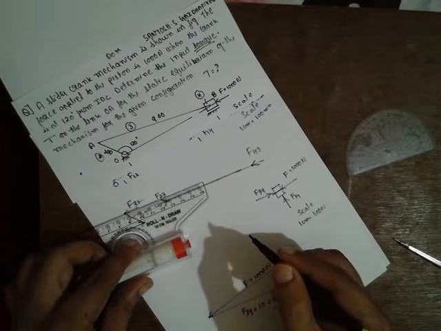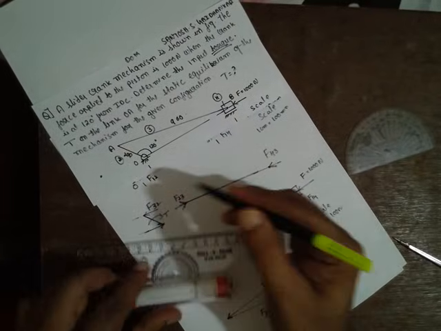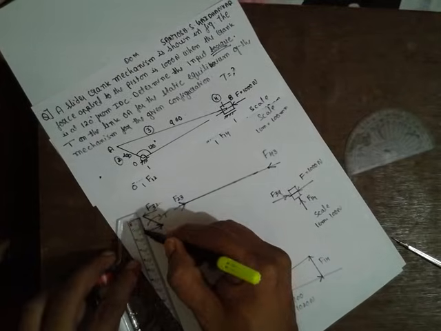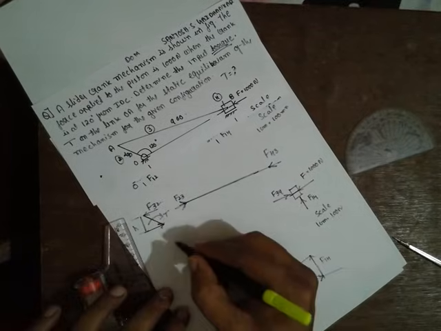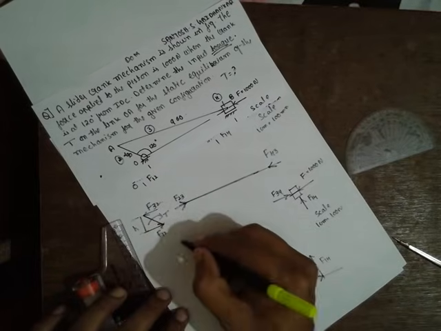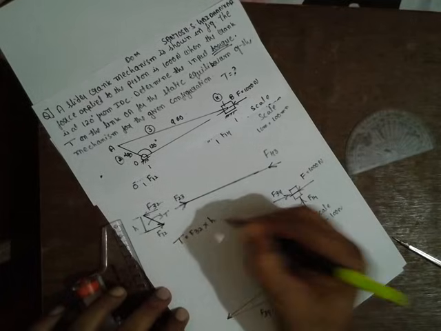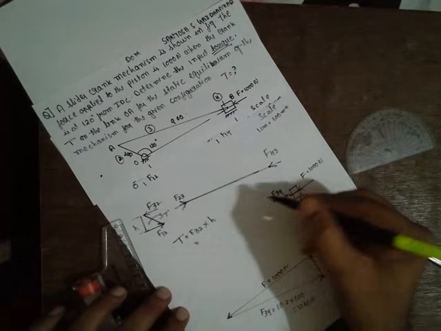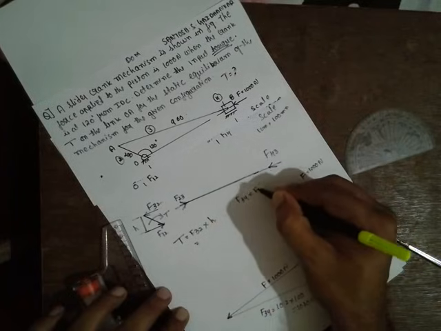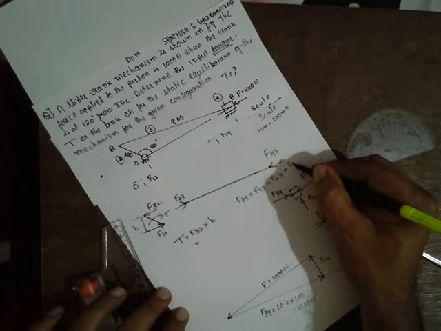Just extend the line here and extend this one and draw a perpendicular line from this part, and this is H here. Now this force is nothing but what? F12. How to find T? T is nothing but F32 into H. Here, what is F32? F34 is equal to F43, which is equal to F23, which is equal to F32.